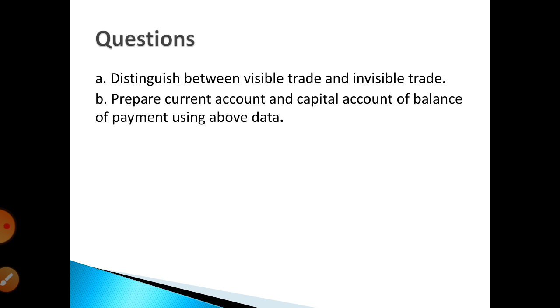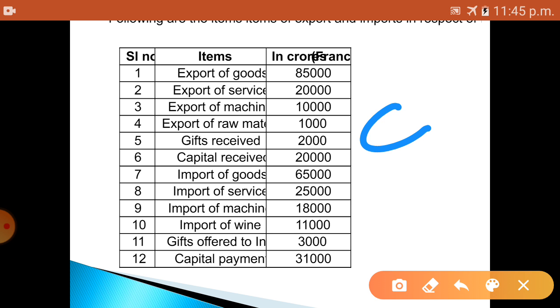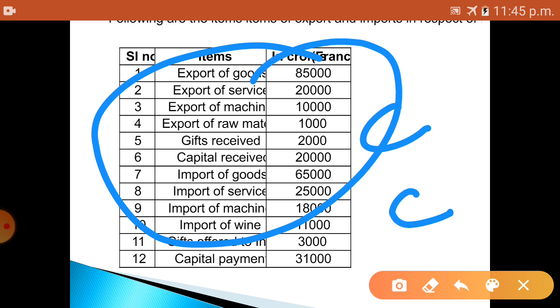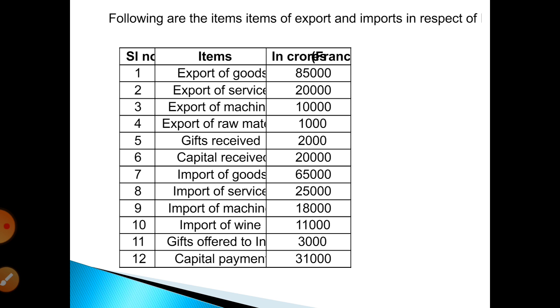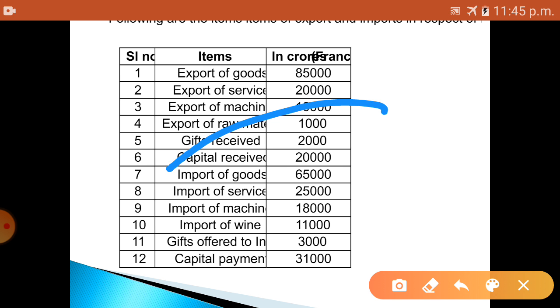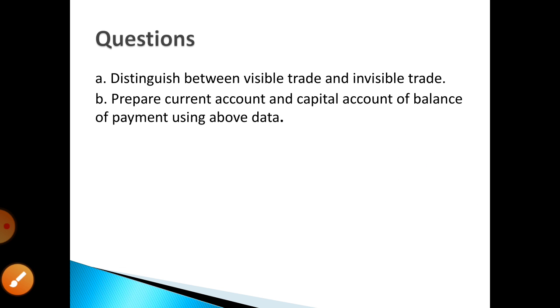The second question he has given: prepare current account and capital account of balance of payment using above data. Means by using this data we should prepare a capital account as well as a current account using this table. Okay, first question he has given, write the difference between visible trade and invisible trade. Second question, by using this chart we should make capital account as well as current account. Okay, first we will solve the first question.